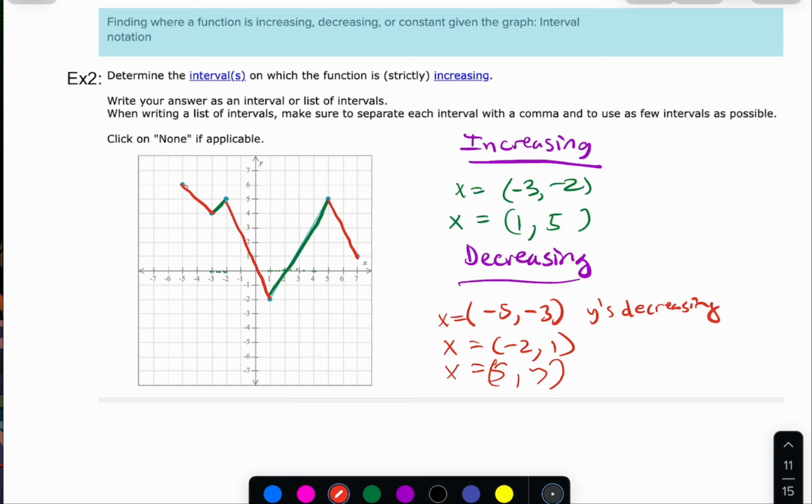As far as the answer goes, it says write your answer as an interval or list of intervals. And when writing a list of intervals, make sure to separate each interval with a comma and to use as few intervals as possible. So the answer they would want for the strictly increasing, you would do -3 to -2, comma 1 to 5.